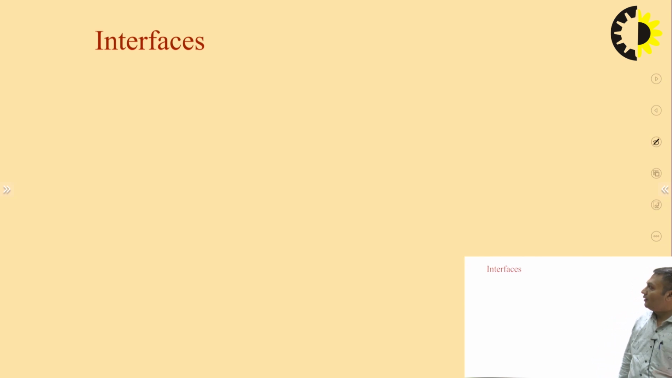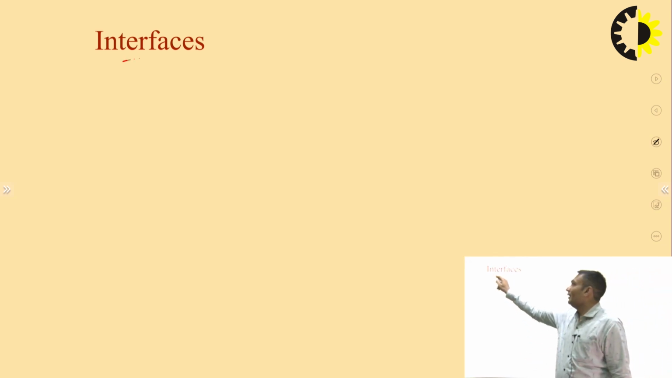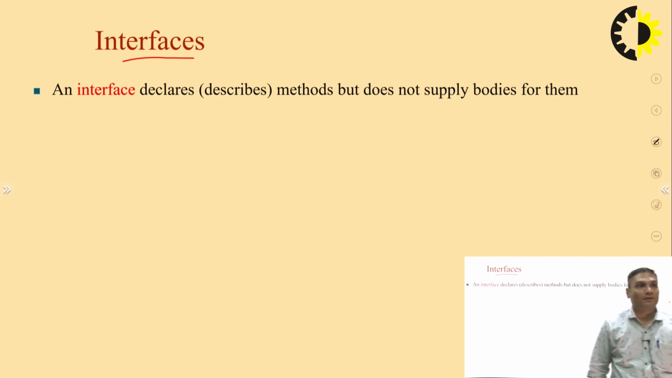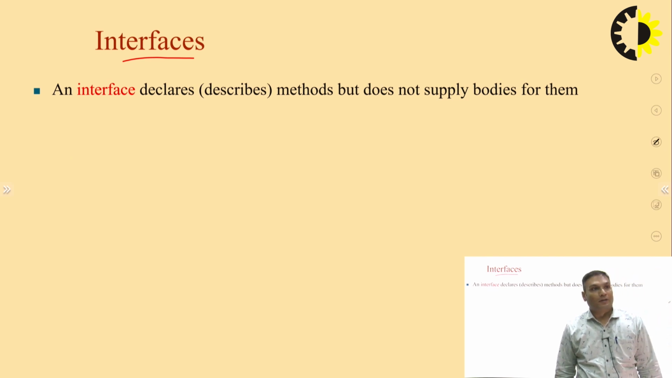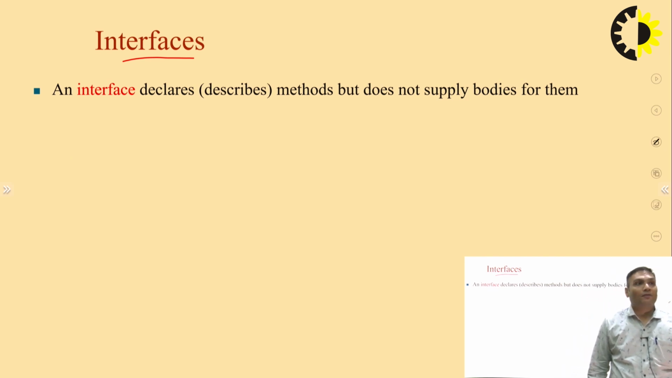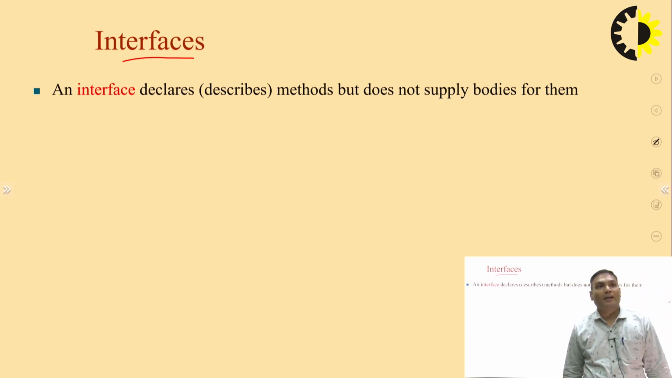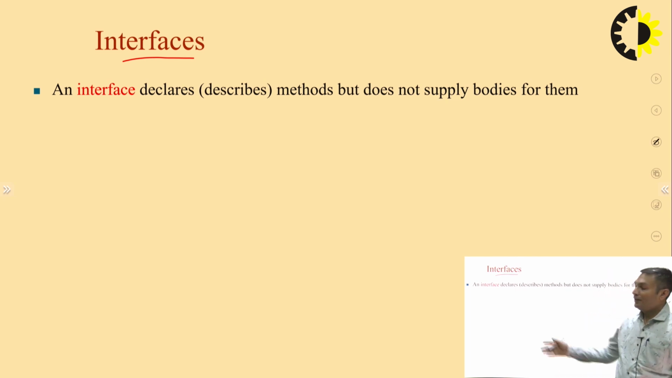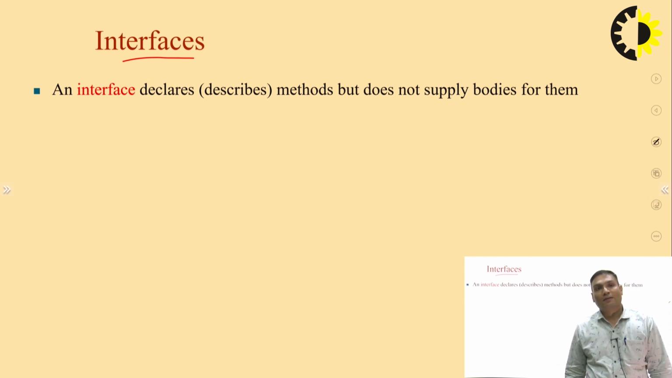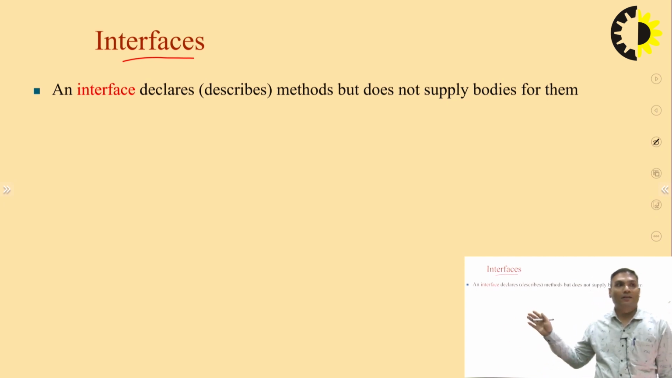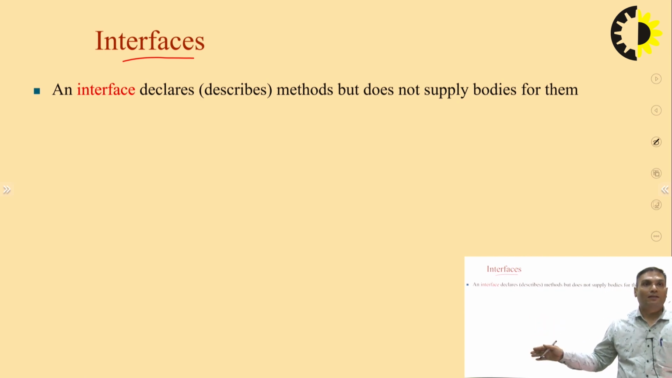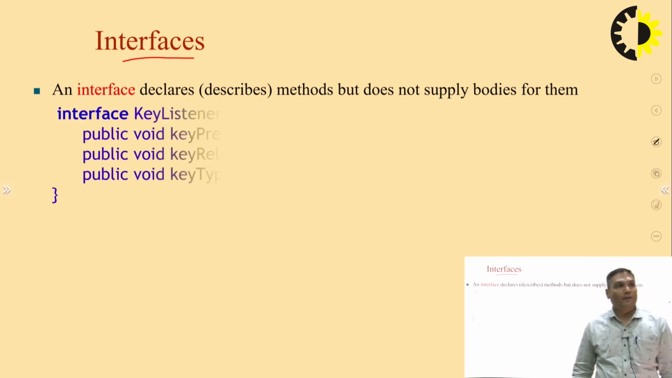Now another topic of today's lecture is interfaces. So what is an interface? An interface declares methods but doesn't supply bodies for them. An interface is similar to a class that doesn't have method bodies. As we can see, an abstract method doesn't have a body, and in a similar way interfaces have methods, and those methods don't have a body.